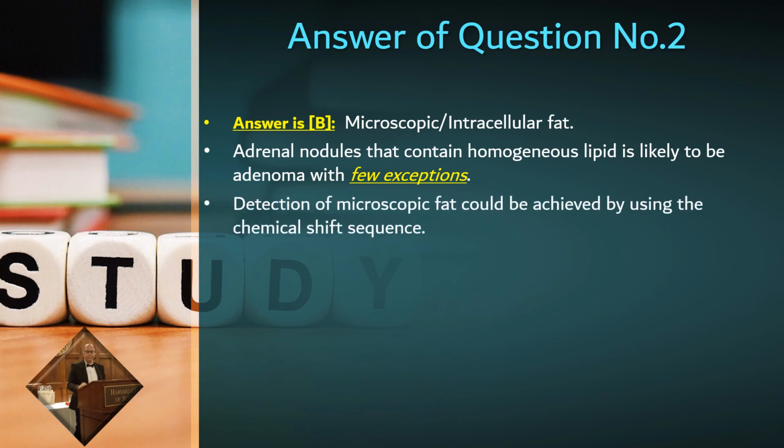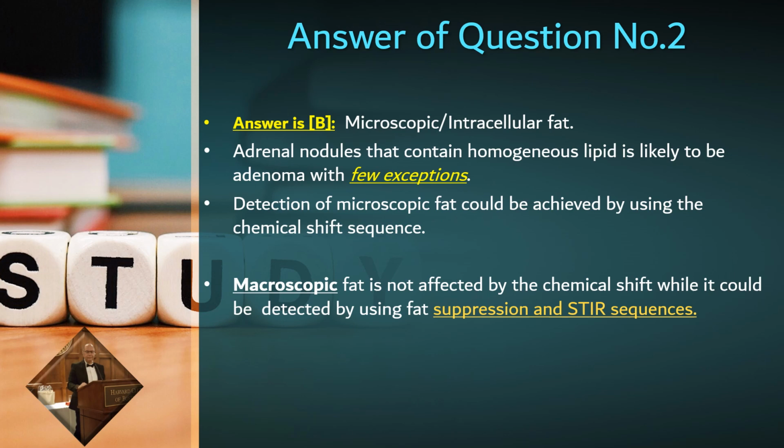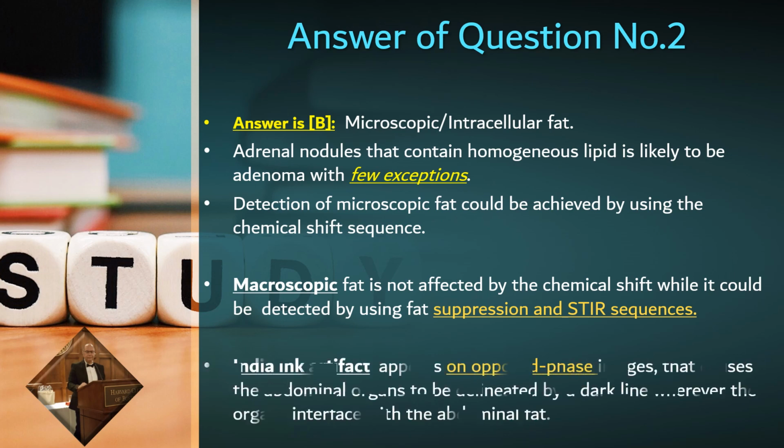Detection of microscopic fat can be achieved by using the chemical shift sequence, while macroscopic fat usually is not affected by the chemical shift sequence and can be detected by other MRI sequences like fat suppression sequences and STIR sequences. India ink artifact appears only on the opposed phase image, and it causes the abdominal organs to be delineated by a dark line wherever there is an interface with the abdominal fat.